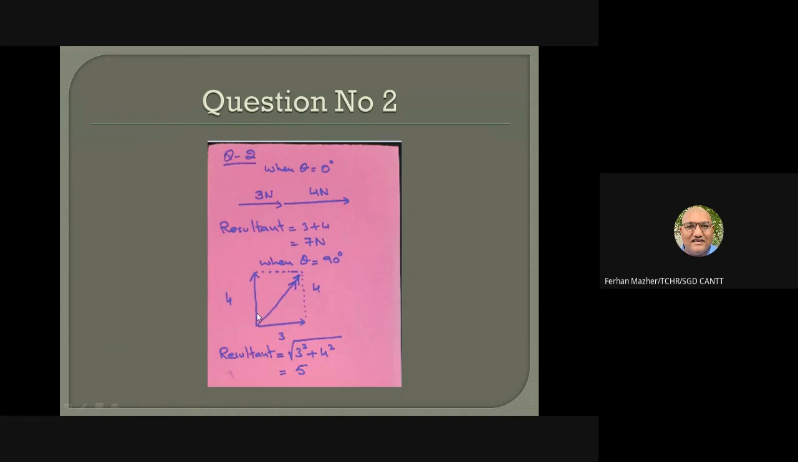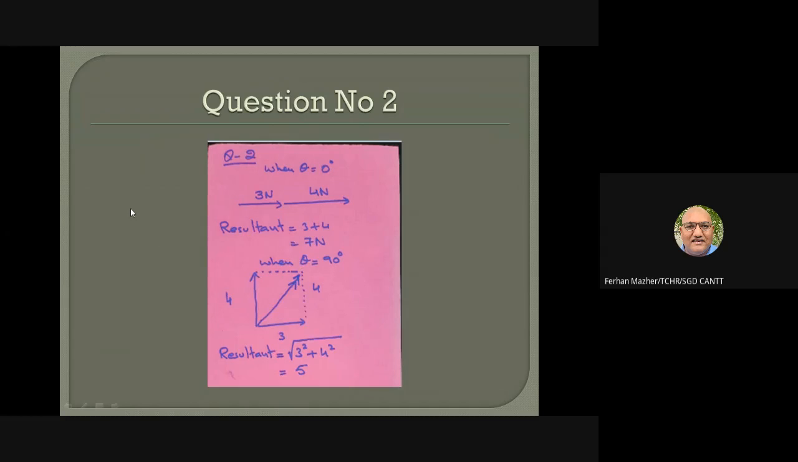You see, if this angle is 90, this angle will also be 90. So this is 3, this is 4, this is 90. This is a right angle triangle, and the hypotenuse of this right angle triangle is equal to the resultant. So I can apply the Pythagoras theorem. Pythagoras says that the resultant will be equal to the square root of the perpendicular square plus the base square. So 3 square plus 4 square gives you 9 plus 16, 25. The square root of 25 is 5. So the resultant will be 5.